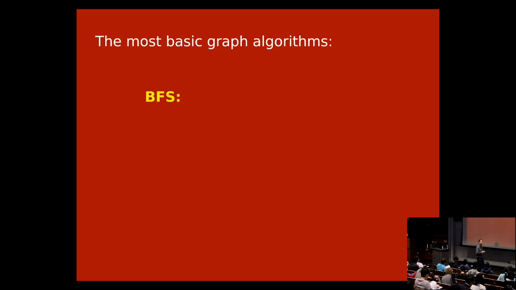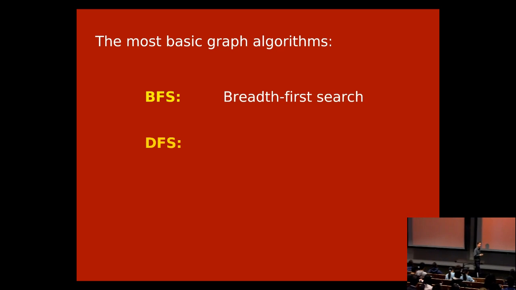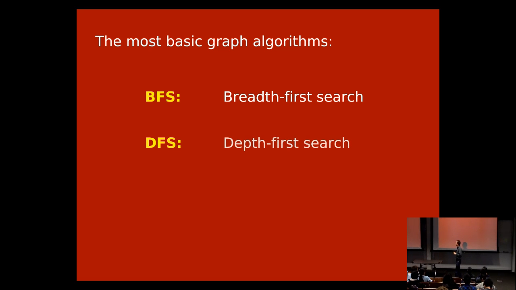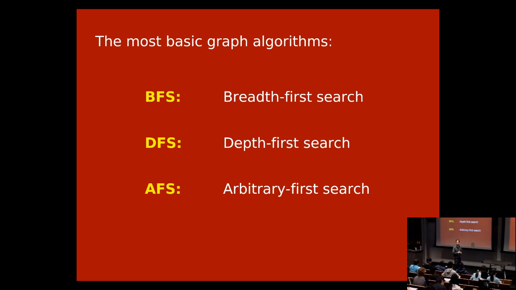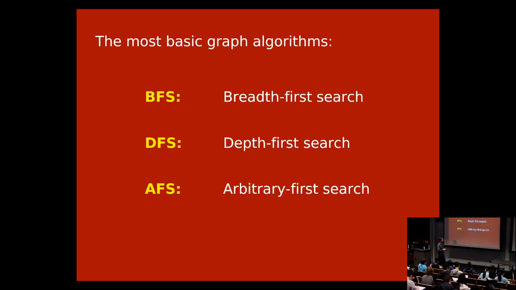One of the most basic graph algorithms, there's one called BFS. That stands for breadth first search. There's one called DFS. That stands for depth first search. And the most special cases of AFS, which I guess stands for Andrew File System, but it also stands for arbitrary first search. So this is what we're going to talk about for the first half of the lecture or so.